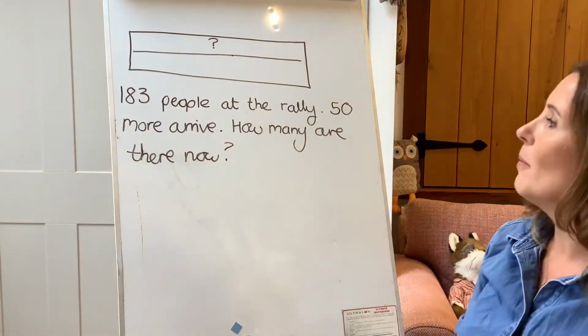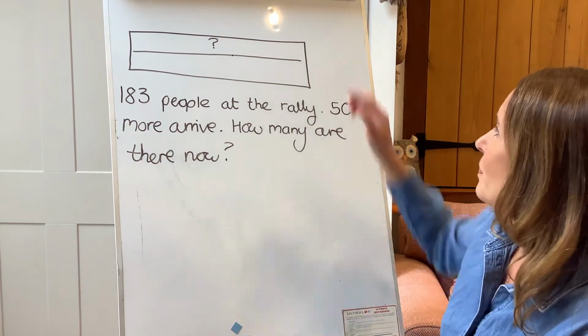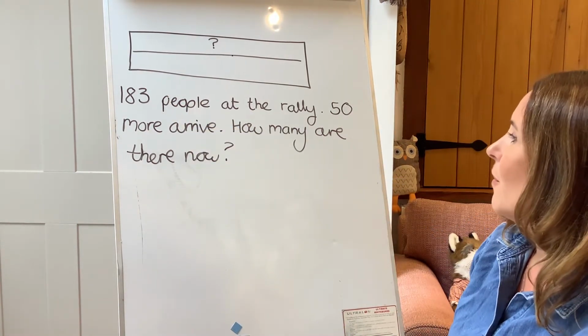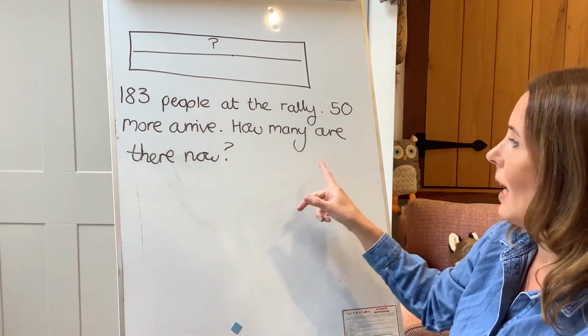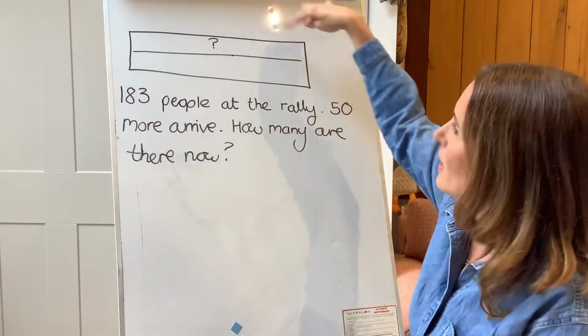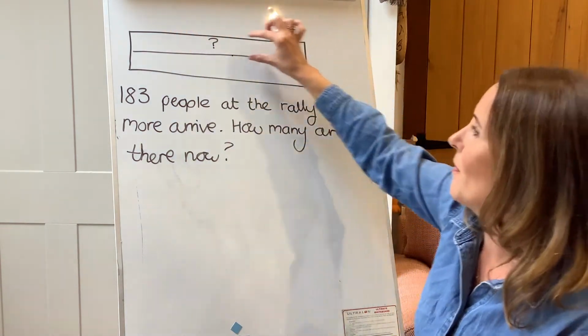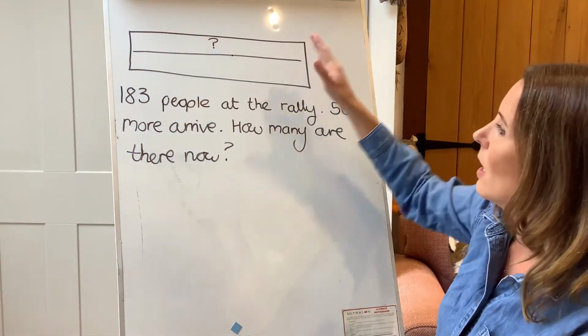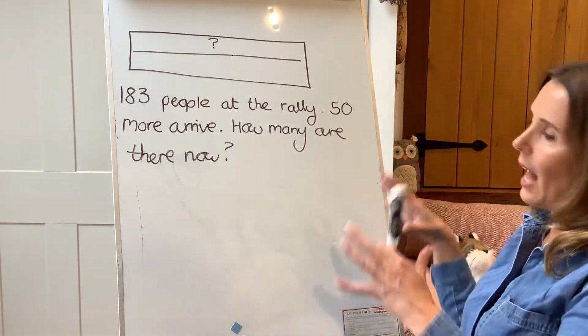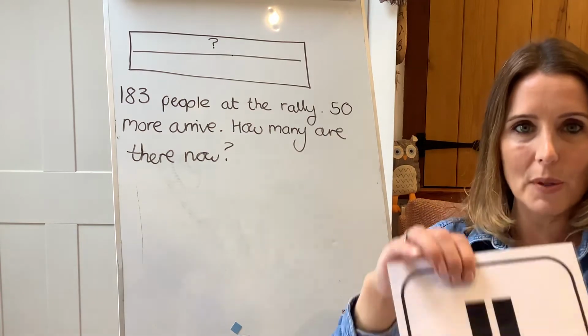Have a go using the bar model for this. So there are 183 people at the rally. 50 more arrive. How many are there now at the rally? Okay, so I've done my bar model. Rather than putting the brace on, I've just done an extra bar to see we're finding out all together this. We've got 183 people and 50 more arrive. How many are there now? So pause it, have a go at that one.